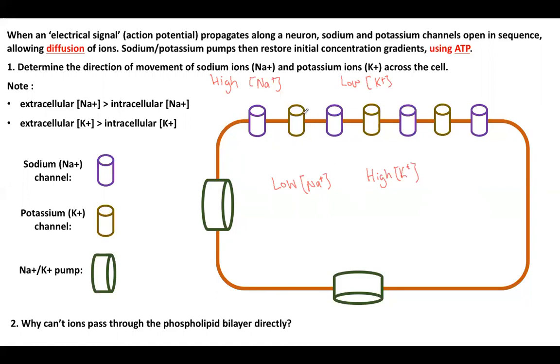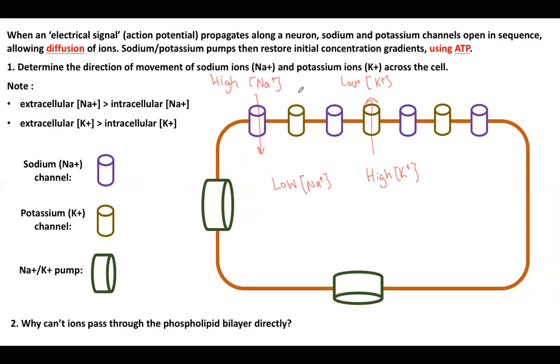With channels, it is a passive way of diffusing through the membrane. Because it's passive, it's going to be moving from a high concentration to a low concentration for either potassium or sodium. So for potassium, because it's higher inside the cell, it's going to diffuse out. For sodium, it's higher outside of the cell, so it's diffusing in.